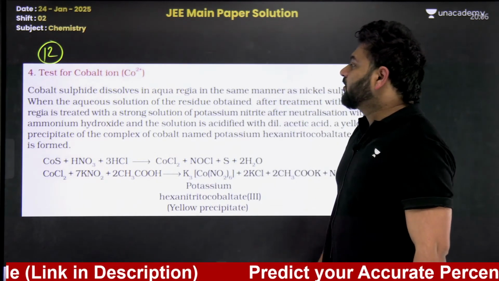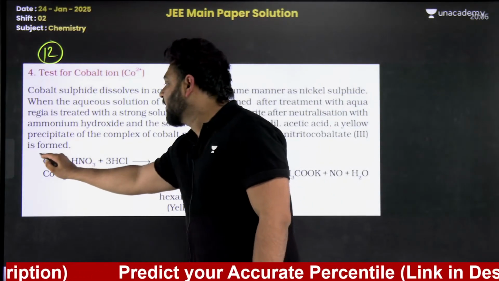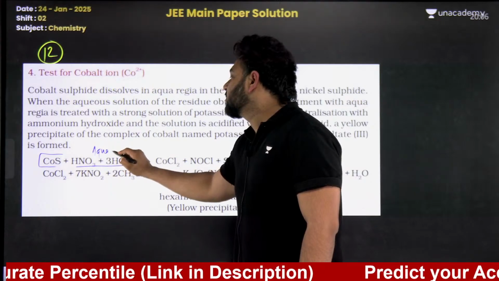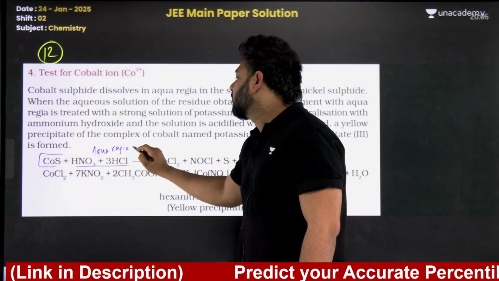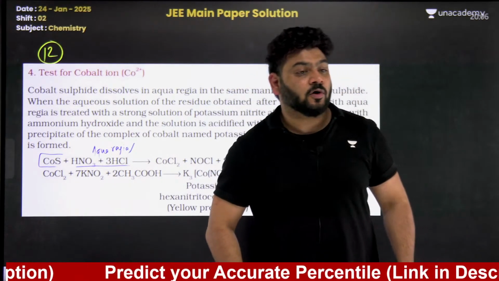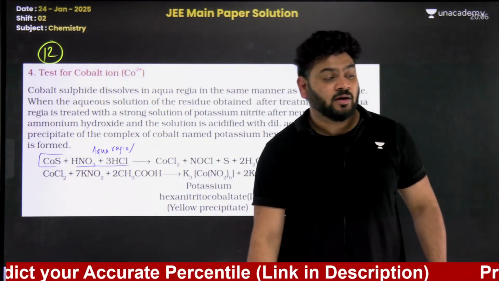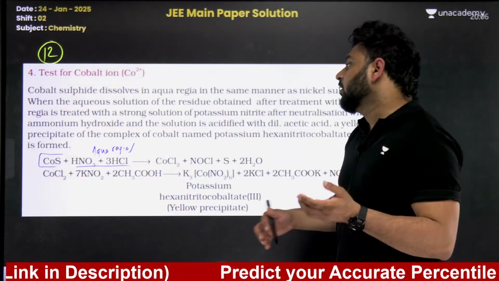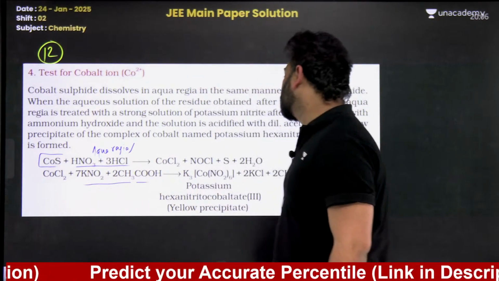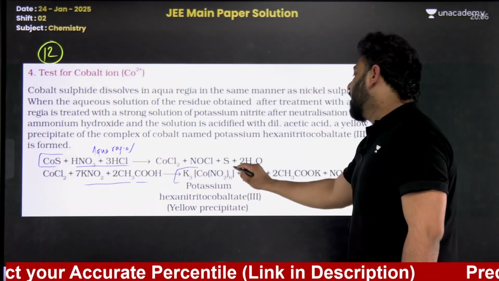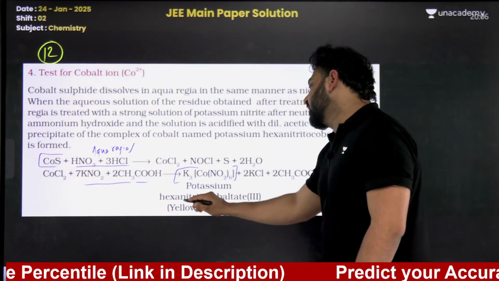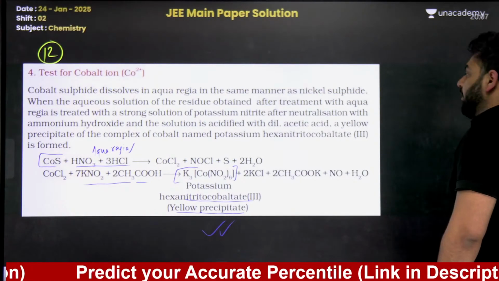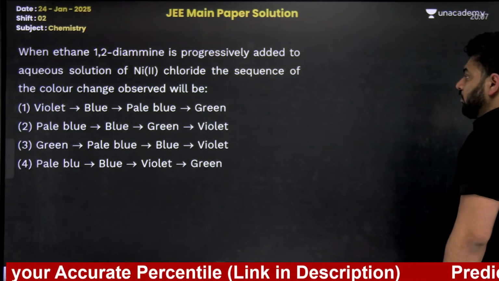Let's see. In this test, we react our cobalt sulfide with nitric acid and HCl, which is called aqua regia, because this cobalt sulfide might not dissolve, it remains in precipitate form, and we have to get it dissolved to get this Co3+ ion, which reacts further with potassium nitrite and CH3COOH, giving a complex K3[Co(NO2)6], which is potassium hexanitritocobaltate(III), a yellow precipitate. So that was the test we had, and that was question number 12.